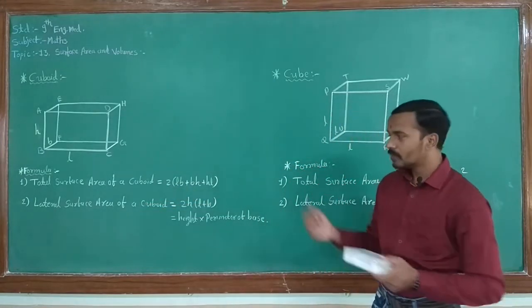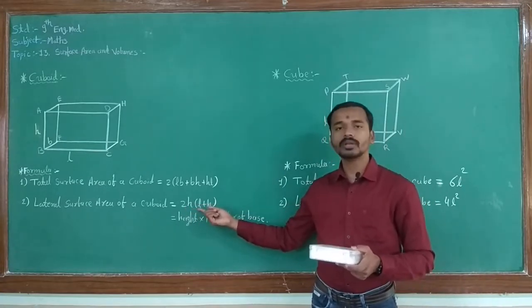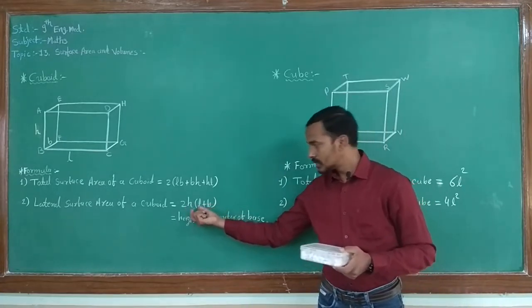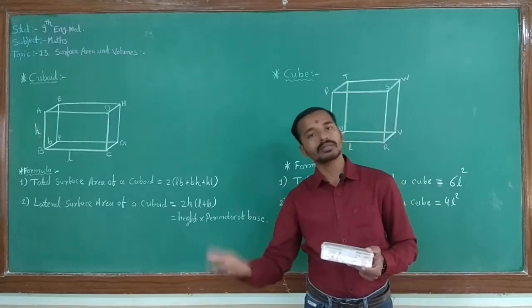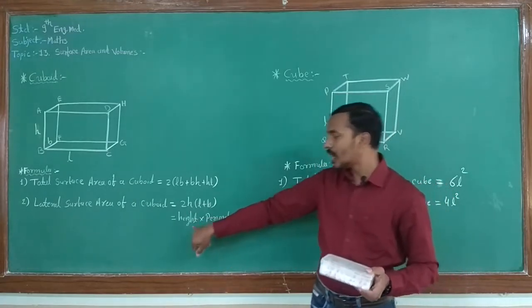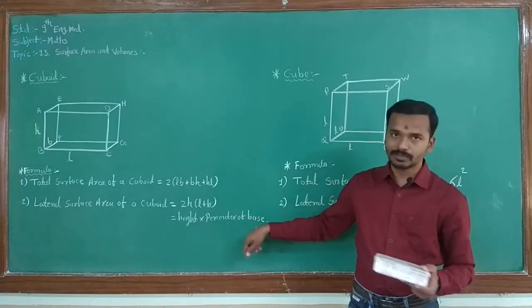And what is the formula? The formula will be 2h into (L plus B). Now, if you split this formula, or if you want to write it in another form, it can be written as height into the perimeter of the base.